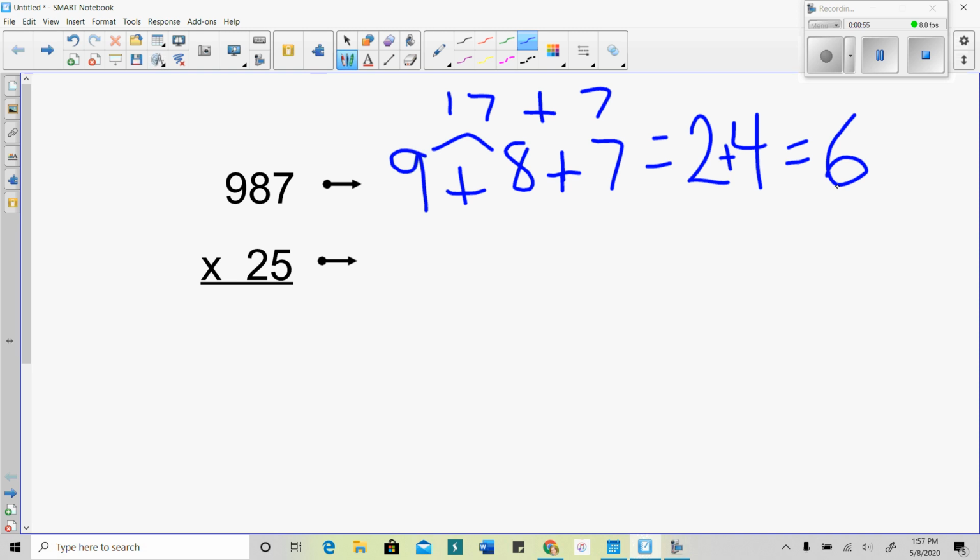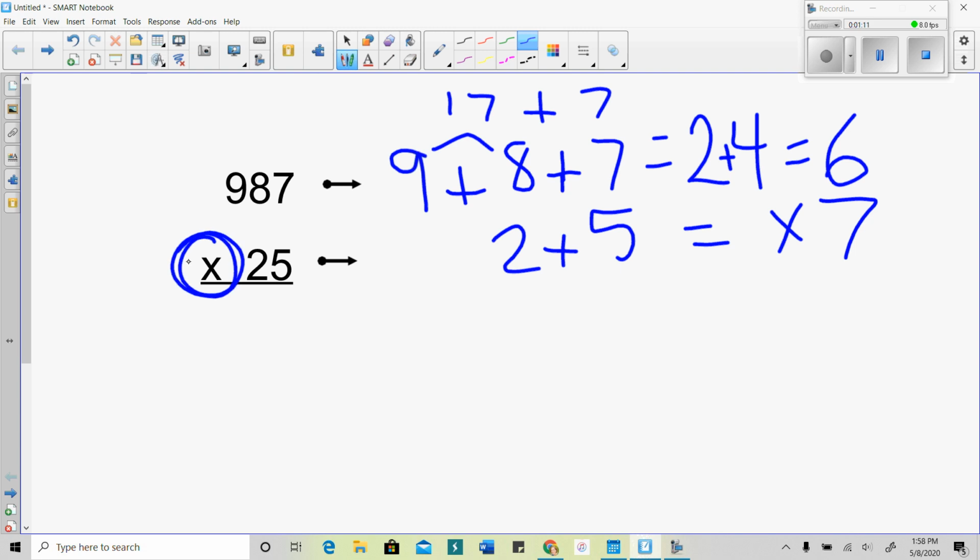Now 25 is a little bit easier to do. All you have to do is 2 plus 5, and you get 7. So the digital roots of my two factors are 6 and 7. So I'm going to take those and get the product because this is a multiplication problem. So I'm going to multiply them. So 6 times 7 is 42.